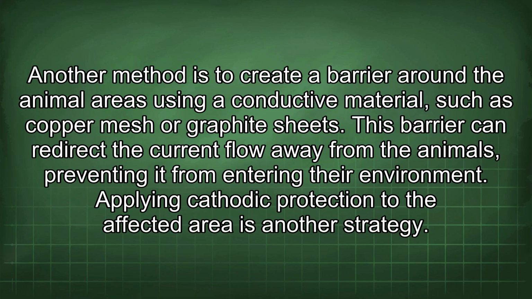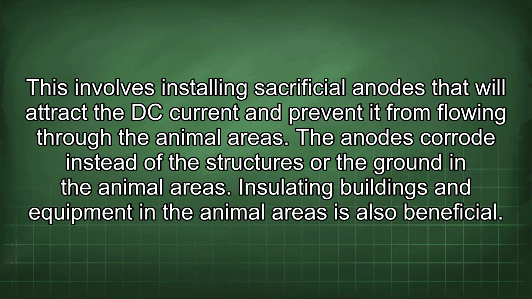Another method is to create a barrier around the animal areas using a conductive material, such as copper mesh or graphite sheets. This barrier can redirect the current flow away from the animals, preventing it from entering their environment. Applying cathodic protection to the affected area is another strategy. This involves installing sacrificial anodes that will attract the DC current and prevent it from flowing through the animal areas. The anodes corrode instead of the structures or the ground in the animal areas.